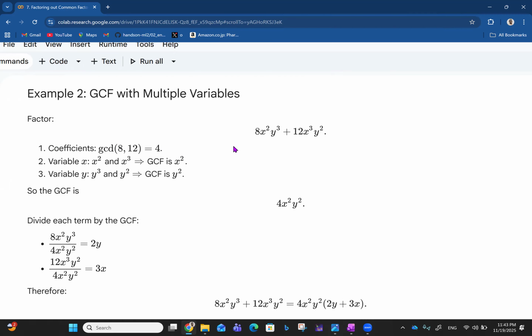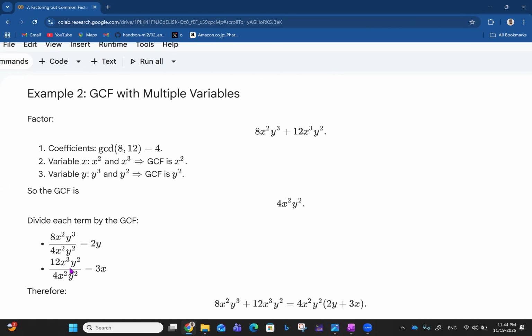So we have 4. Therefore, for x squared and x cubed, just pick x squared, the smallest exponent. For y cubed and y squared, just pick y squared, the smallest exponent. So the greatest common factor is 4x squared y squared. Then divide each term by the GCF. So 8x squared y cubed divided by the greatest common factor, you get 2y. The other one, you divide by the GCF. That's 12x cubed y squared divided by 4x squared y squared.